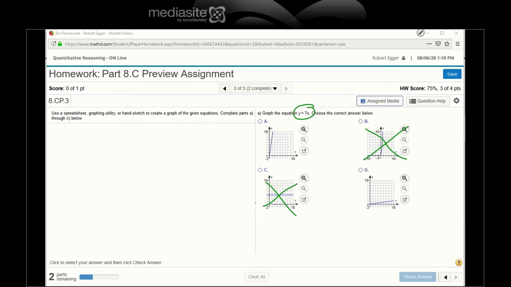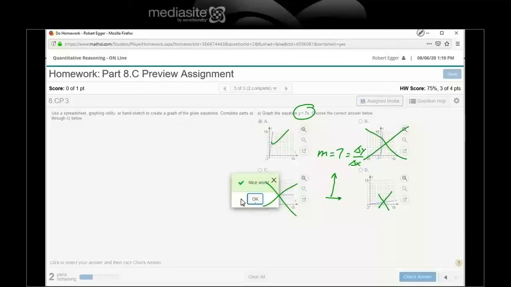And with the m equals 7, which is y over x, that means this rate has to be larger than that rate, which rules this guy out, because this has x changing a lot faster than y. This says y changes faster than x, which is this guy. Come on, where's my mouse? There we go. And that's correct.